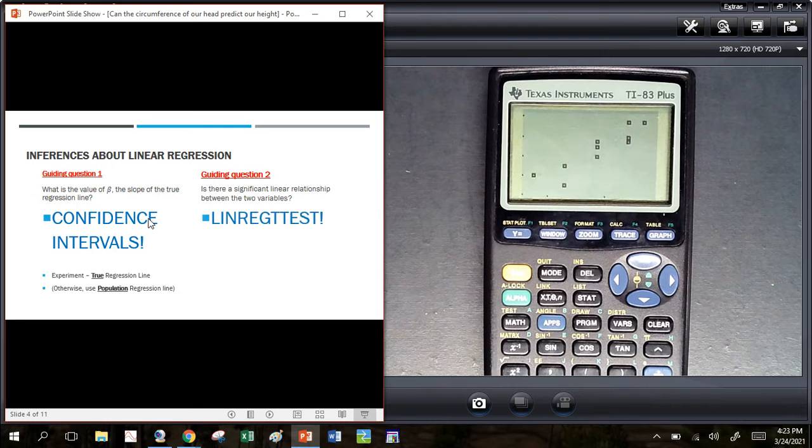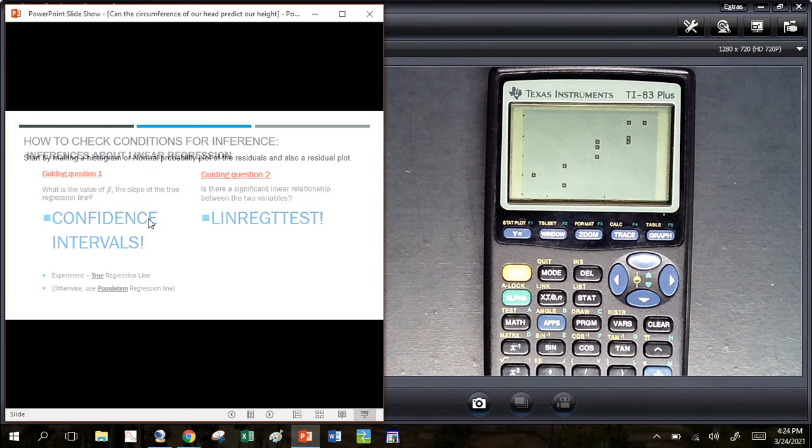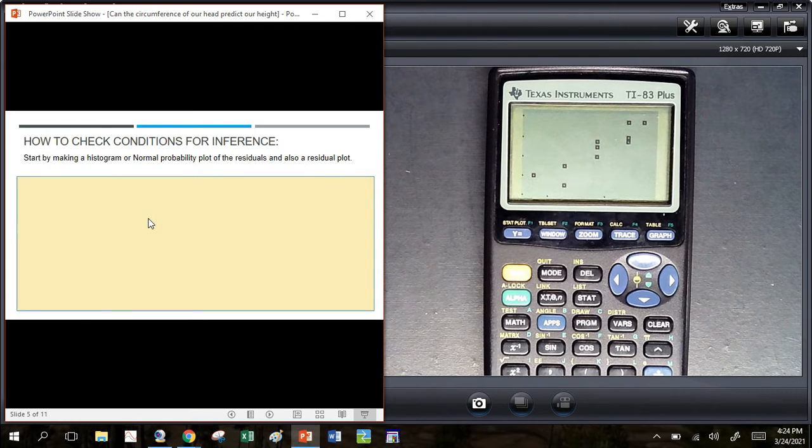Now, when we come to answer guiding question number 2, that's going to be a test of significance, and we're going to use our calculator to do a LinRegTTest, or a linear regression t-test. So before we do that, let's go up and check some things. Whenever we're trying to do a confidence interval, or a significance test, we always have to check conditions.